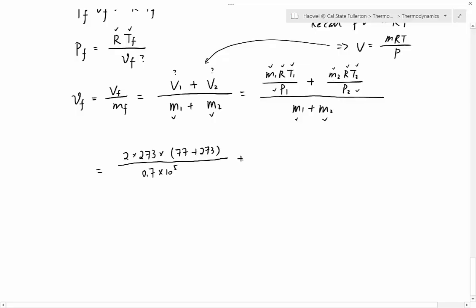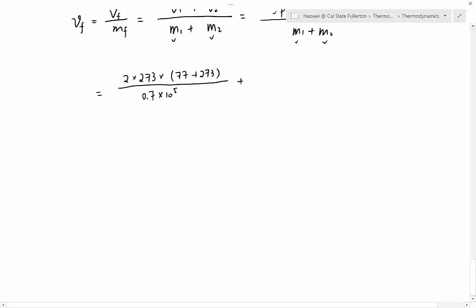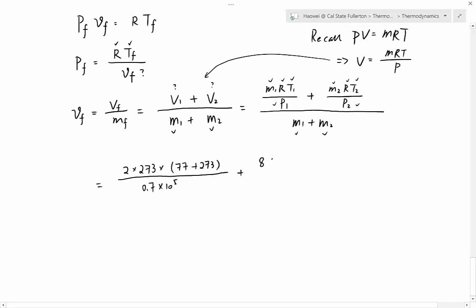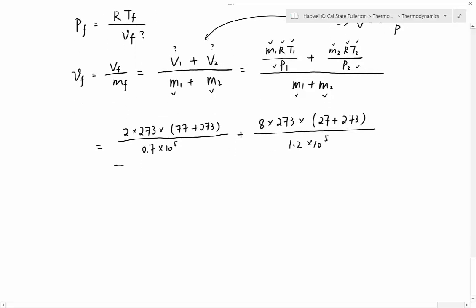Second term in the numerator, we just repeat. M2 is 8 kilogram, R 273. T2 is 27 Celsius converted to Kelvin by adding 273. Divided by P2. P2 is 1.2 bar converted to Pascal by multiplying by 10 to the 5th. And then divided by the denominator, M1, 2 kilogram, plus M2, 8 kilogram.